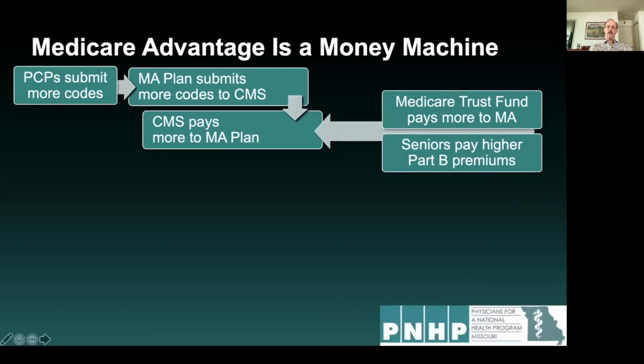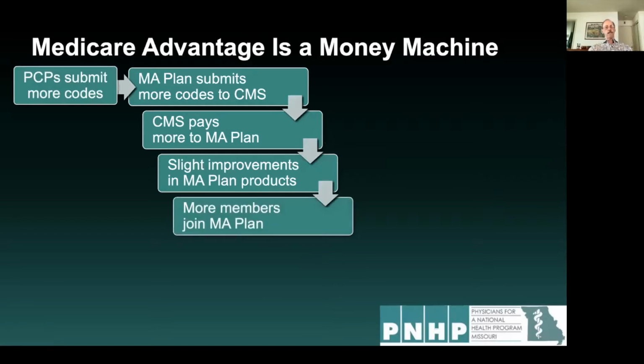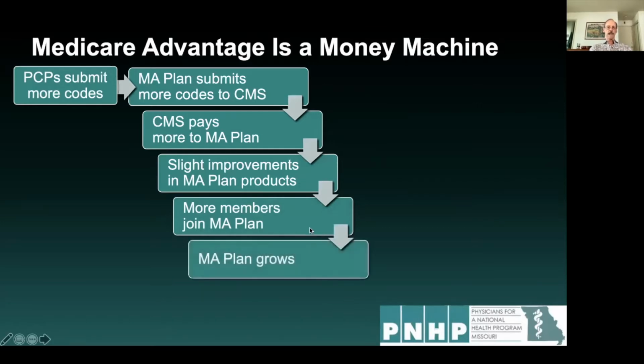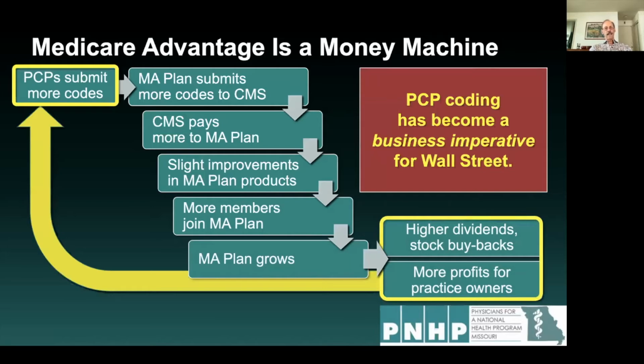And seniors end up paying higher Part B premiums to cover the extra cost of all this gaming. And the plans offer things like gym memberships and some enhanced benefits to lure people into them. So more members join the plans, and then the plans grow, and then they have higher dividends, stock buybacks, more profit for the owners, and more political contributions. And they keep on submitting more codes, and they gain this as a cycle. And so the result is this is a very lucrative model for Wall Street.